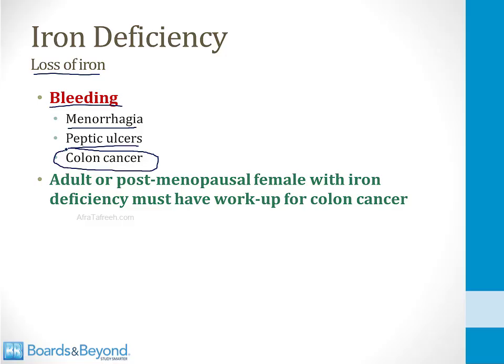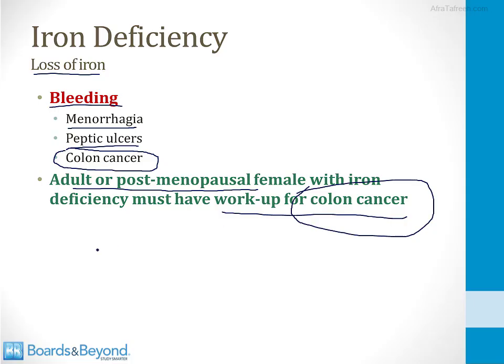This leads me to one of the most important points in this module, both for the boards and for real life, and that is that any adult or postmenopausal female with iron deficiency must have a workup for colon cancer. This is a classic board question and it also comes up in real life. Patients who present with unexplained iron deficiency anemia need to have a workup for a potential occult malignancy that is causing them to lose blood.